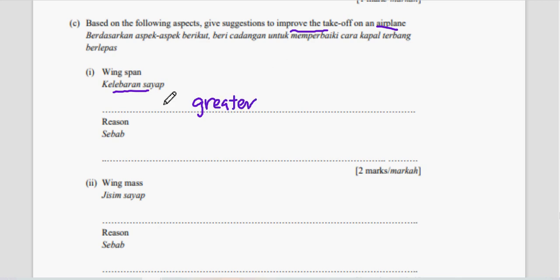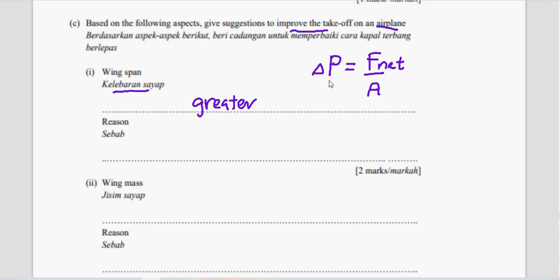Okay, greater wingspan. But what is the reason for greater wingspan? So this one sebenarnya berkait dengan this formula. P sama dengan F over A. Alright, so here is the difference in pressure create net force.